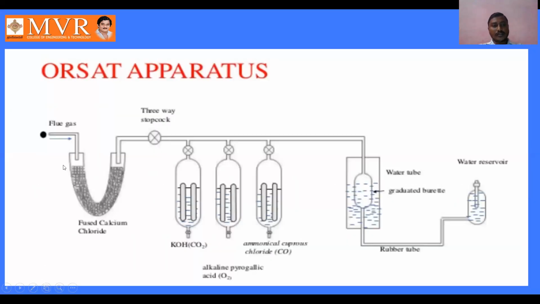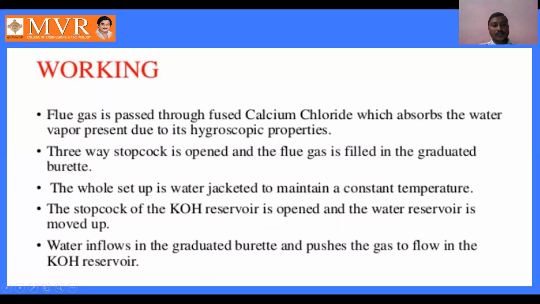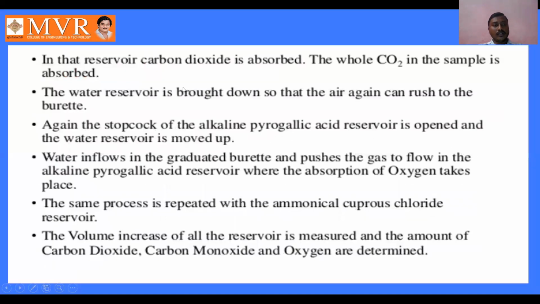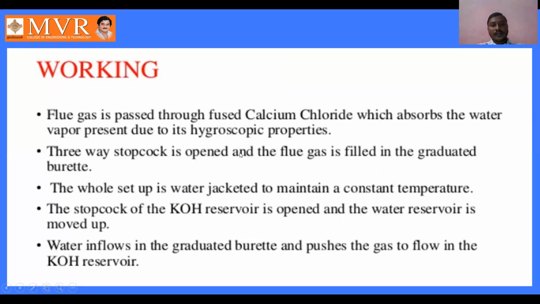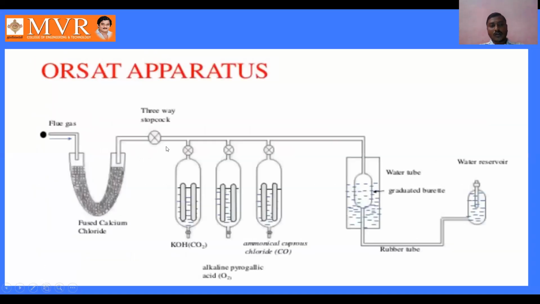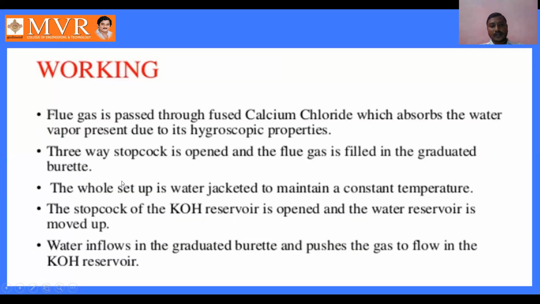See here, we can observe that the flue gas is filled. The flue gas is passed through the fused calcium chloride, which absorbs the water vapor present due to its high hygroscopic properties. We are going to observe the water vapor properties here, and the three-way stopcock is open.